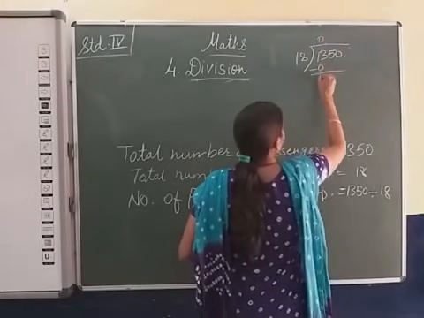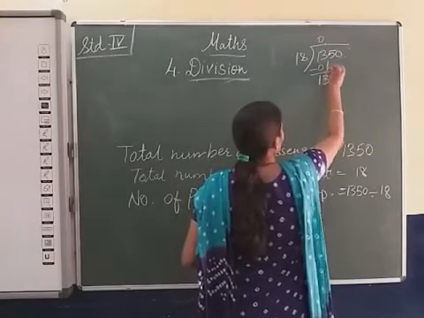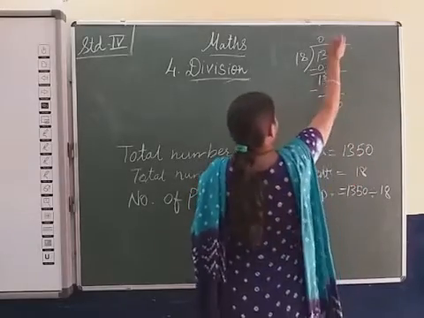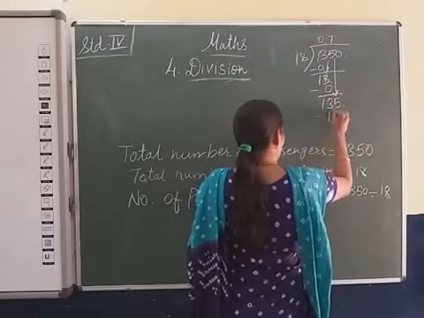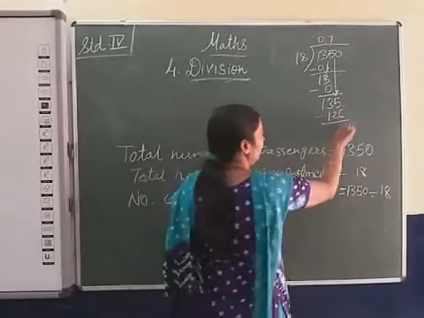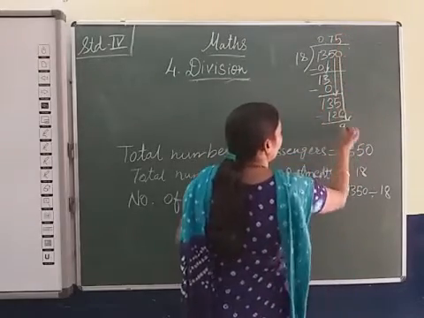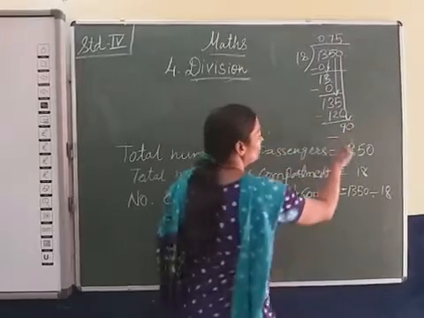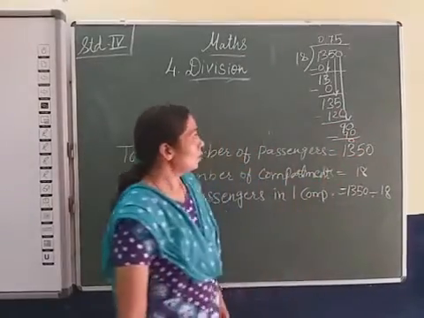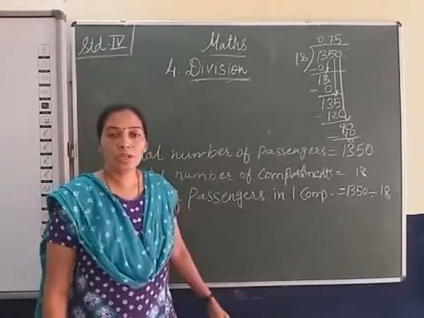We put here 13. 13, we take 5. Now 13 7s are 126. 126, here the remainder is 9. 18 5s are 90. We divide 1350 by 18 and we get the quotient 75.